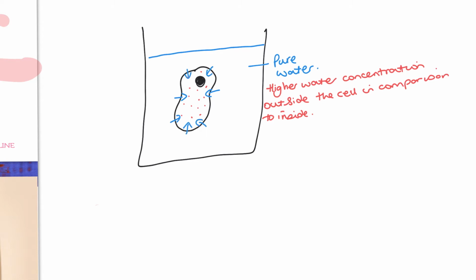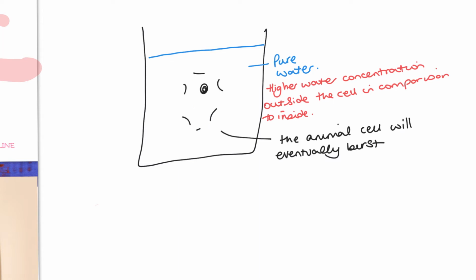Now, this will cause the cell to get bigger and bigger and bigger. And the animal cell has no way to cope with this. Imagine that you were blowing air into a balloon, and if you kept blowing air into that balloon, what would happen? The balloon would burst. And that is exactly what happens to the animal cell. The animal cell will eventually burst. Now, the fancy name that we say for when animal cells burst like this is lysis. If this was a red blood cell, we would say hemolysis.